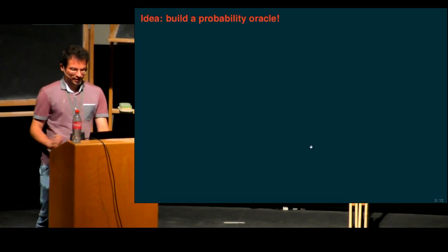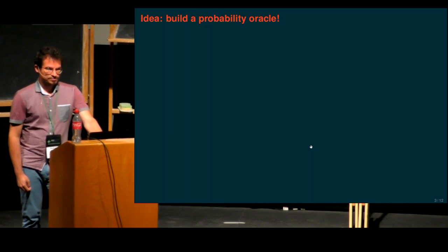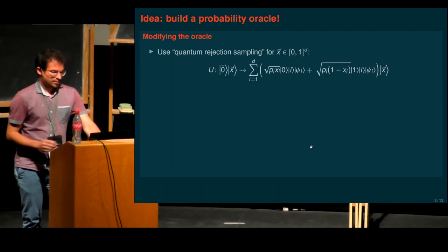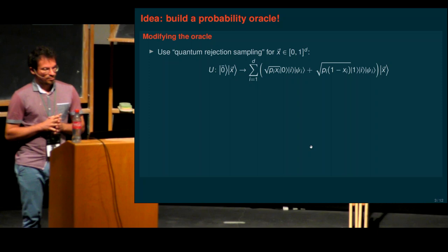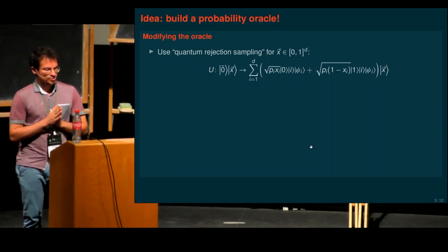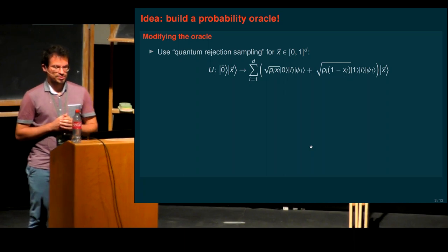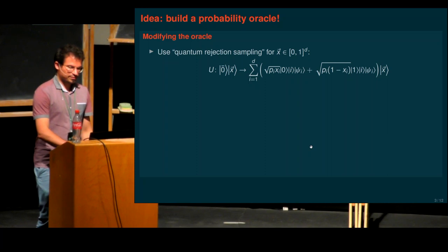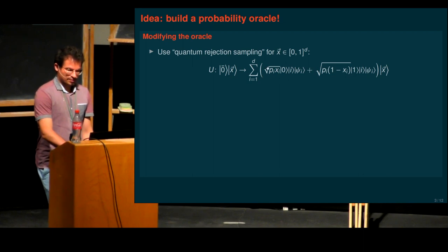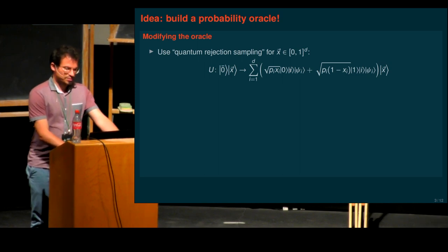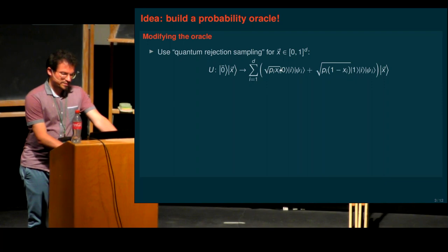And so for this, I would like to introduce this notion of a probability oracle, which is the following. I want to modify my initial oracle, which prepared my distribution, using a version of quantum rejection sampling the following way. So I want a unitary U, which from 0, x prepares a state which looks like this. Basically the same thing as before, but if you would get outcome I of this distribution, then you want to only accept it with probability xi. And so acceptance means that the first qubit is set to 0. That's what I mean by accepting.